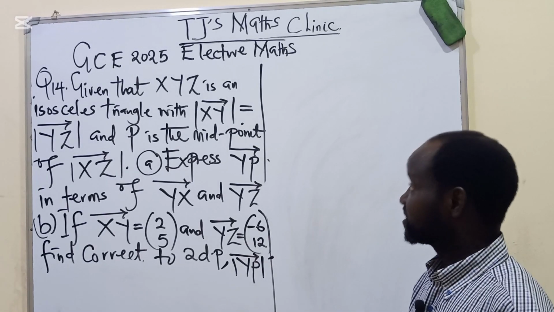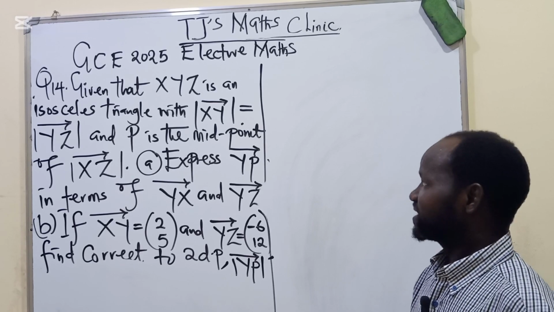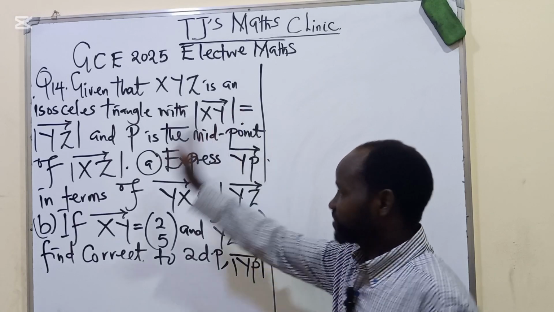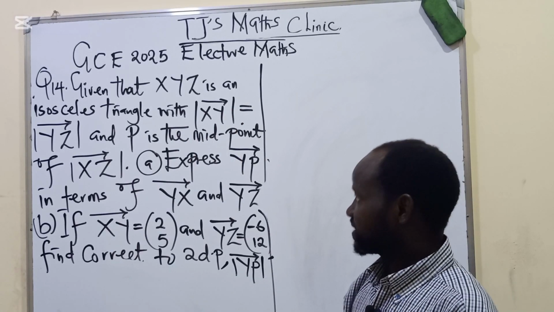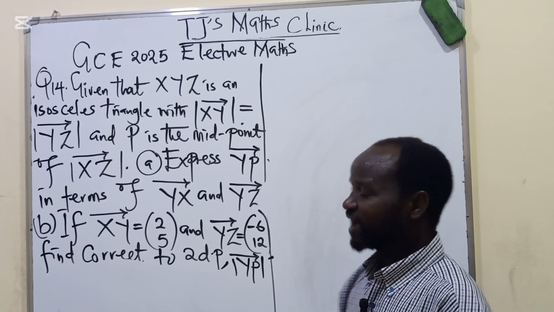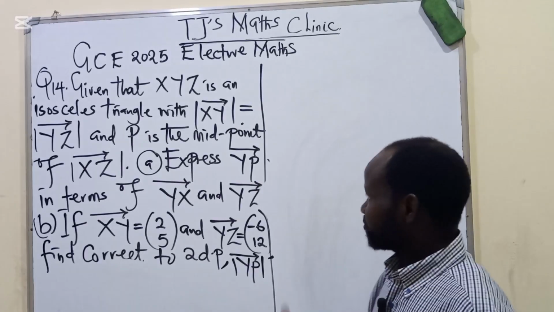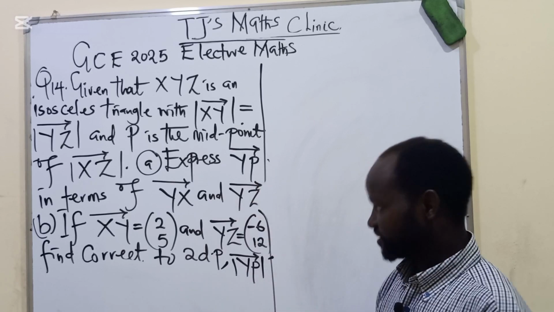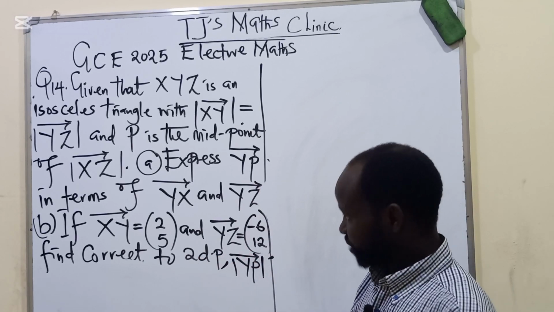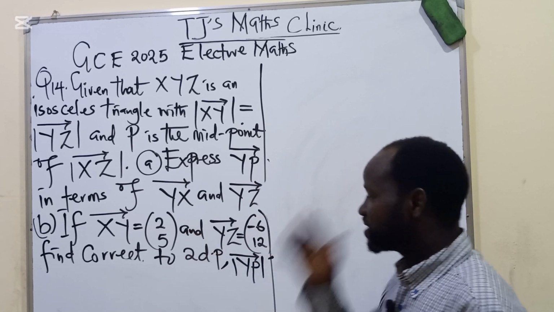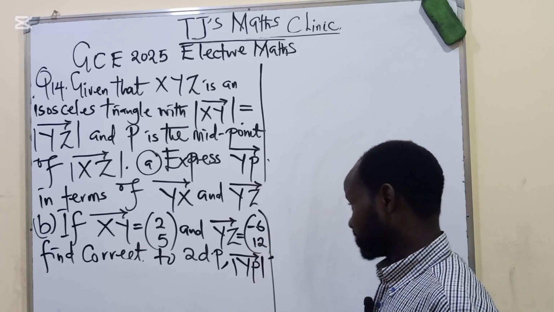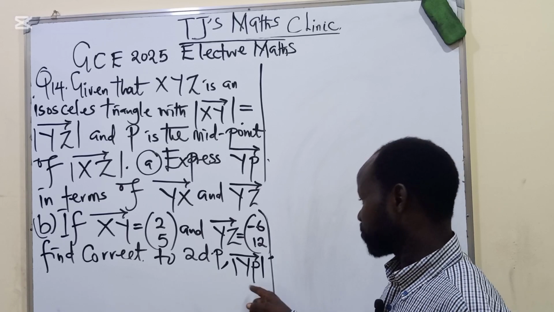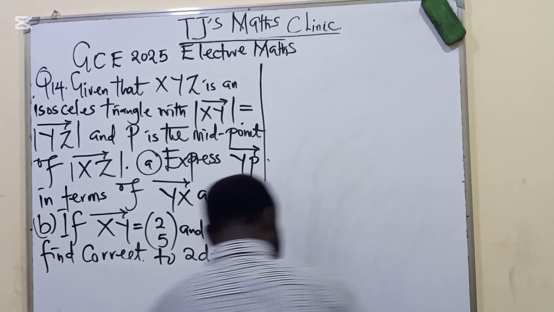Question 14 reads: given that XYZ is an isosceles triangle with vector xy equal to vector yz, and P is the midpoint of xz. (a) We are asked to express yp in terms of yx and yz. (b) If vector xy is (2, 5) and yz is (-6, 12), we are asked to find, correct to 2 decimal places, yp. Let's look at how we can handle this.